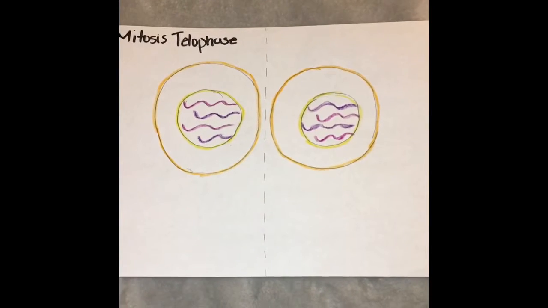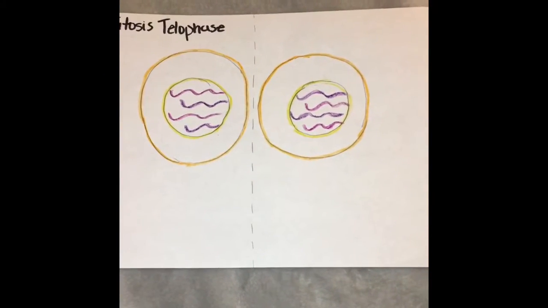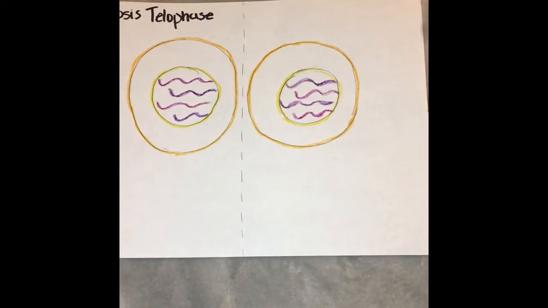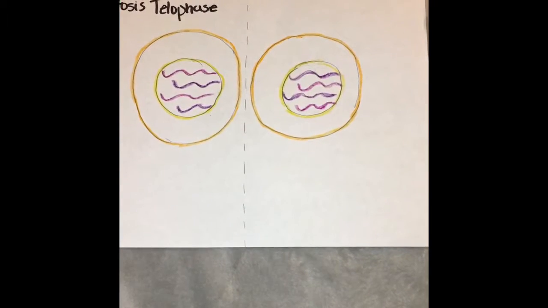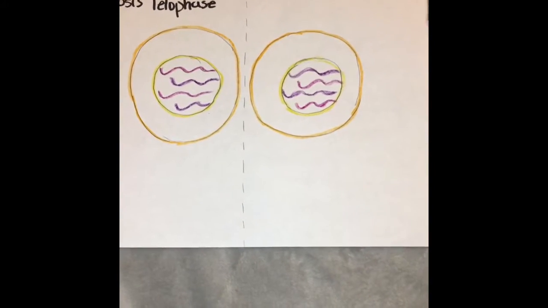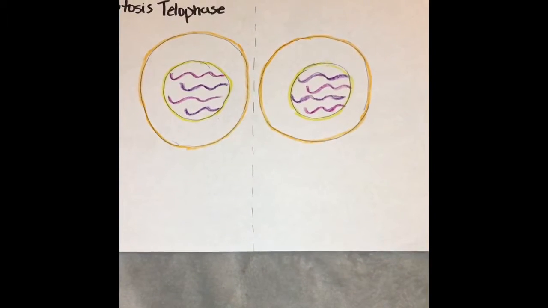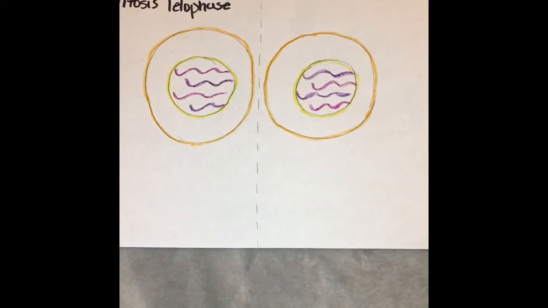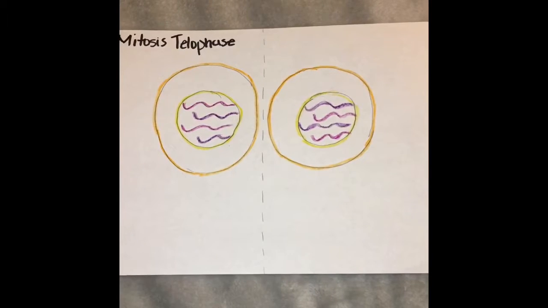And we are now looking at mitosis telophase. The nucleus then regrows around the chromatids. The chromatids then unwind back into chromatin. And lastly, cytokinesis splits the cell in half. And this creates 2 identical diploid cells. And this is the end of mitosis.